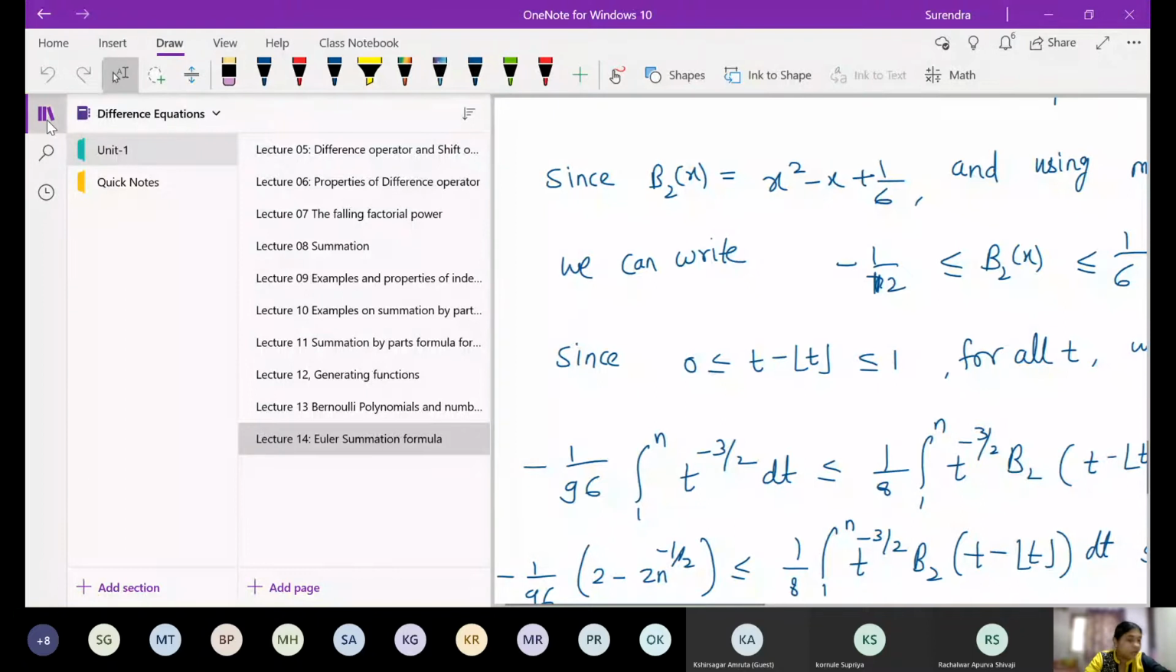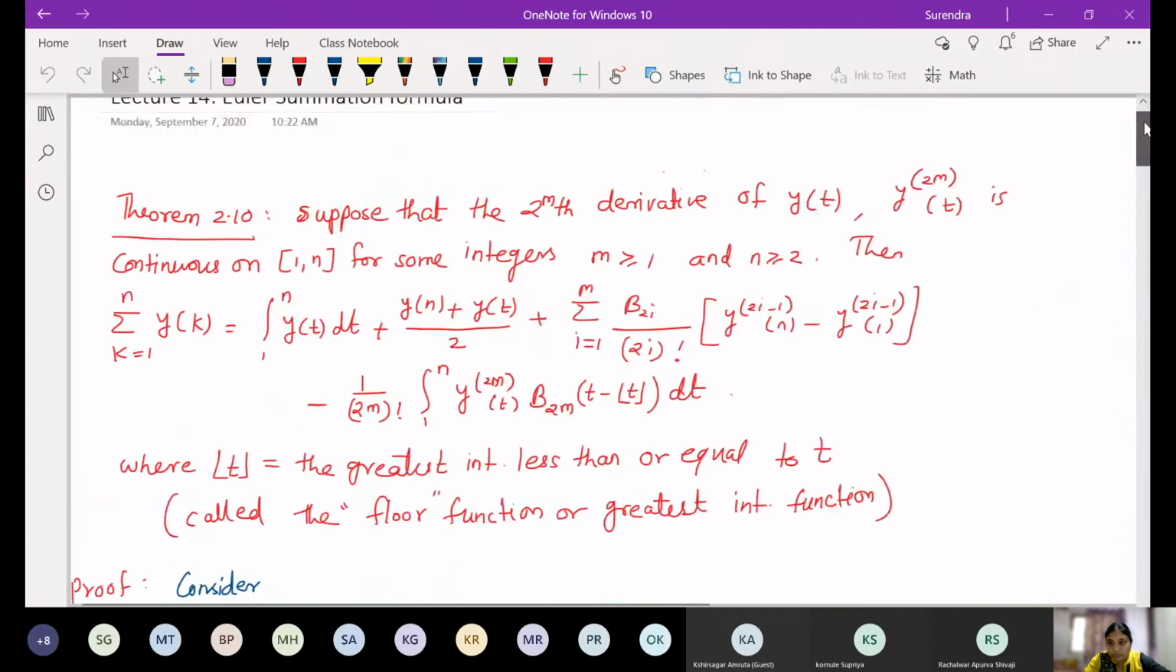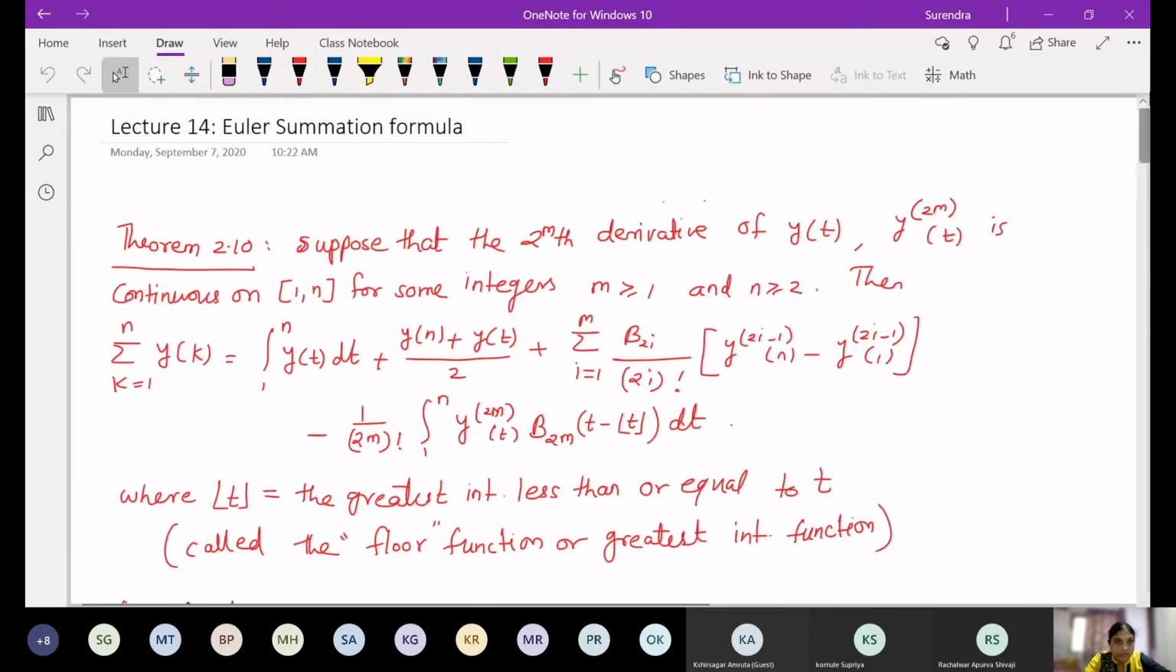Lecture 13. So today we are at the end of our second chapter. Last theorem. That is the Euler summation formula.